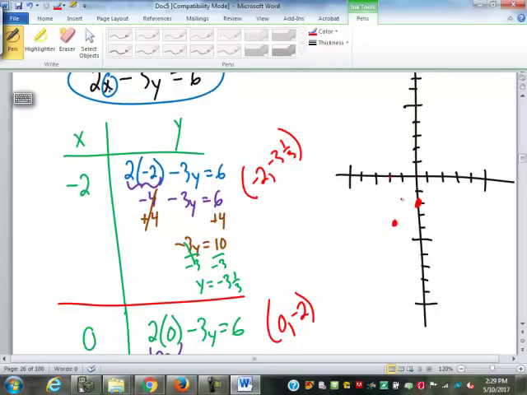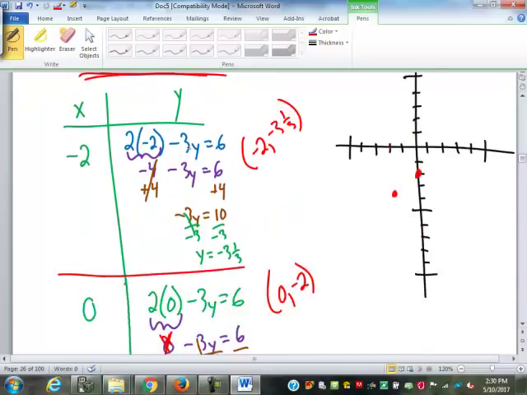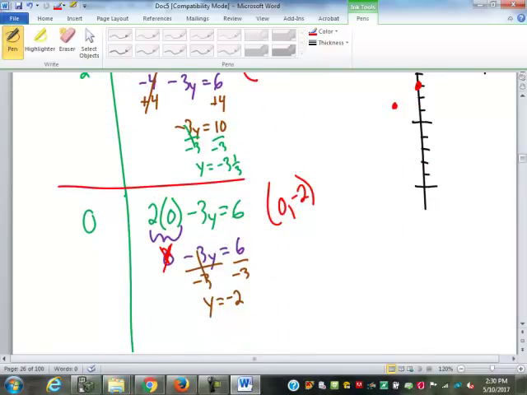Now from this equation, do I know, is this going to form a line or not? Yes, it will form a line. There's no powers on any of those variables. So this should form a line. But we're going to do a third point just to be sure.